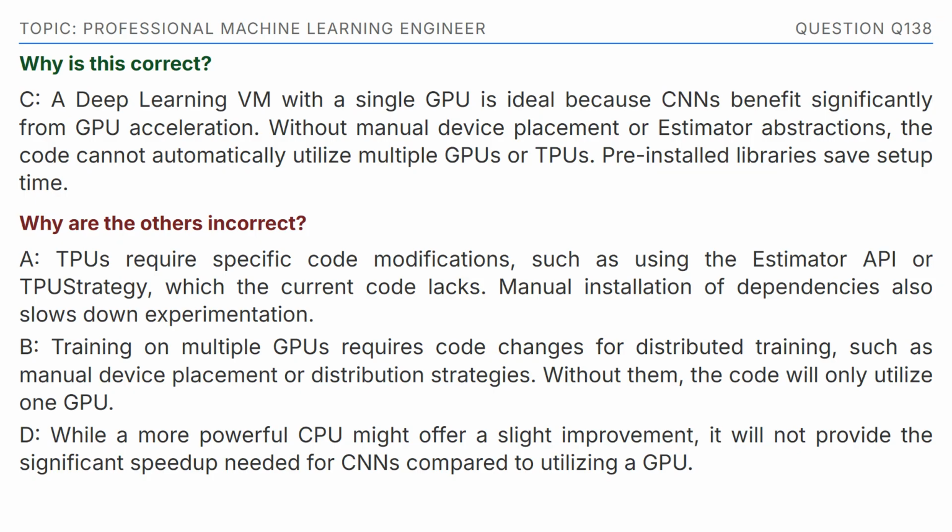A. TPUs require specific code modifications, such as using the estimator API or TPU strategy, which the current code lacks. Manual installation of dependencies also slows down experimentation. B. Training on multiple GPUs requires code changes for distributed training, such as manual device placement or distribution strategies. Without them, the code will only utilize one GPU. D. While a more powerful CPU might offer a slight improvement, it will not provide the significant speedup needed for CNNs compared to utilizing a GPU.